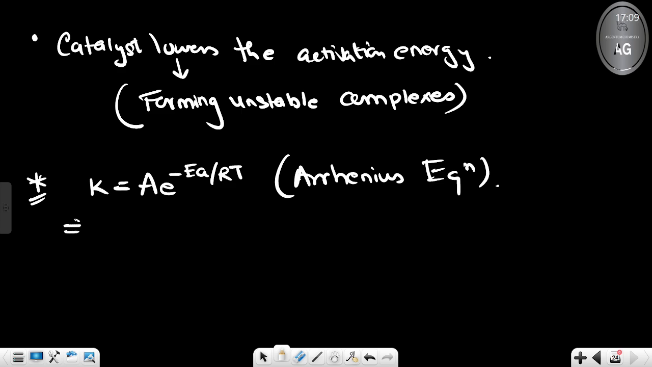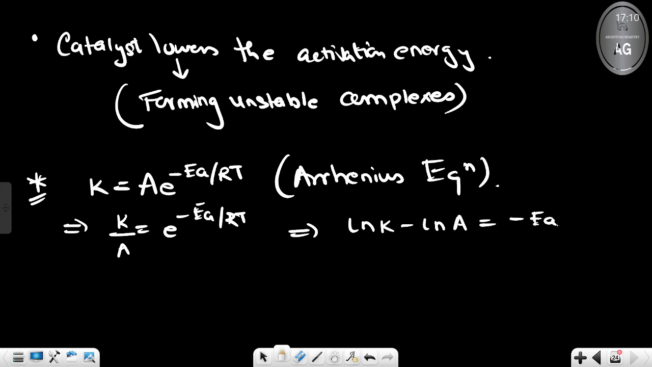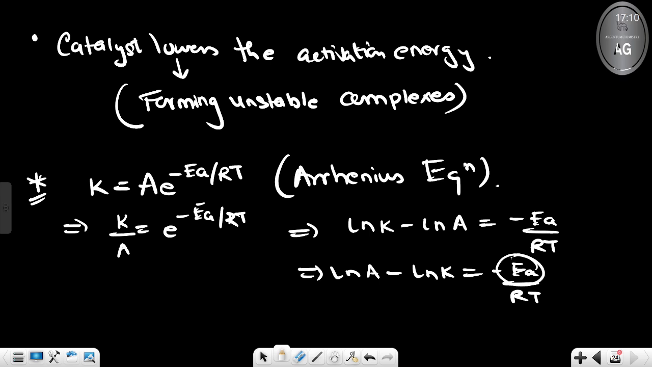This equation can be written as, if I take A to this side, then I get K by A equals e to the power minus EA by RT. Taking ln, ln K minus ln A equals minus EA by RT. Correct? They give it in this format and give some values and ask you to find this EA value. So using this formula you can easily find that out, no doubt at all.